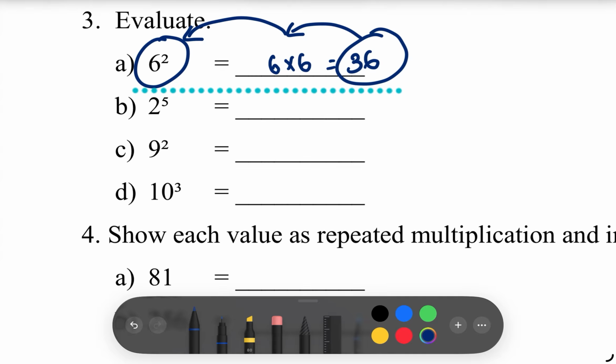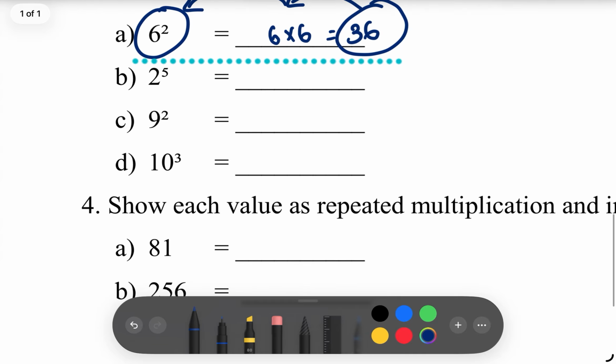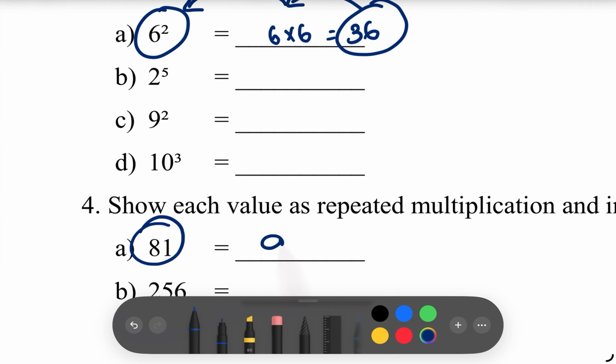So this is the format of the last question. Instead of 36, you have 81. So 81 can be expressed as a repeated multiplication. You need to check the possibilities of different repeated multiplications. For example, 9 times 9 is 81. So 9 times 9 equals 9 to the power of 2.